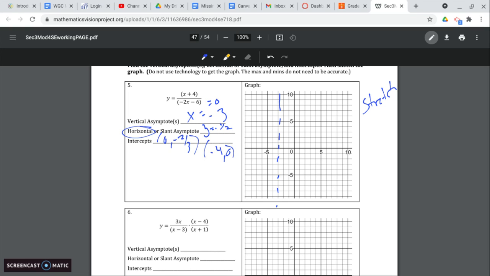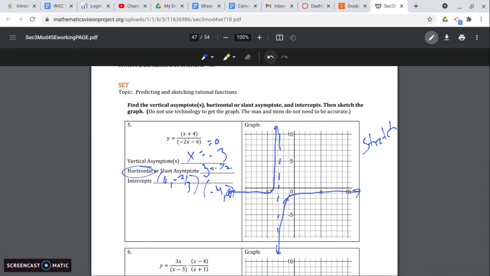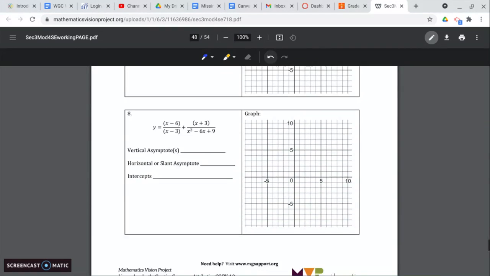So our graph will look something like such. Sorry, line's a little off there. So something like this. So when in doubt, as you know, plug in x values to get your y values to help you graph this. But that's what you're looking at here for these.